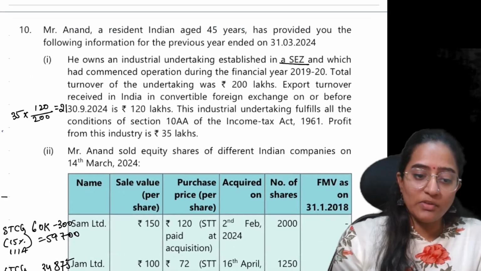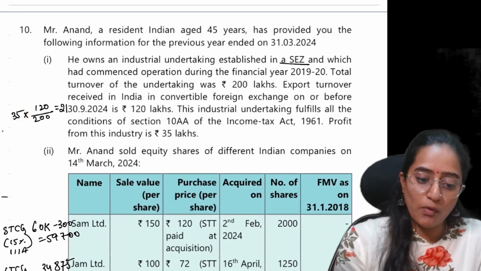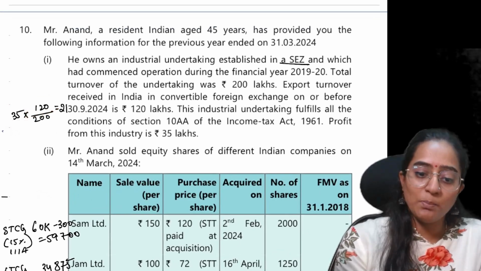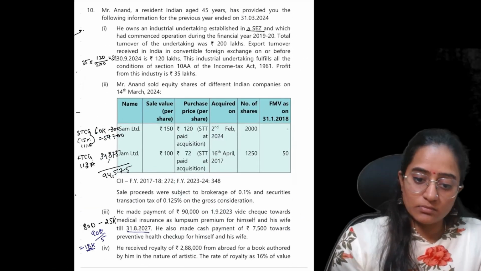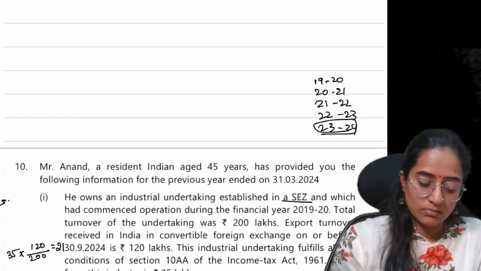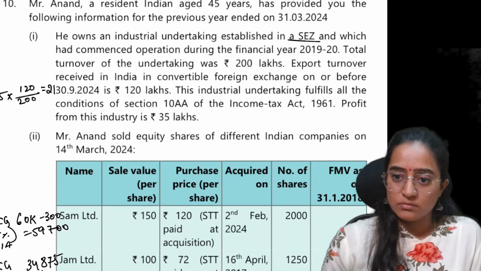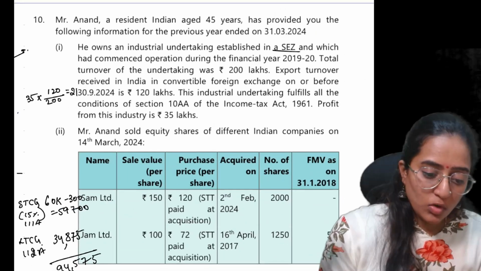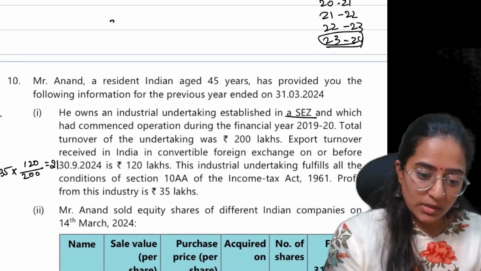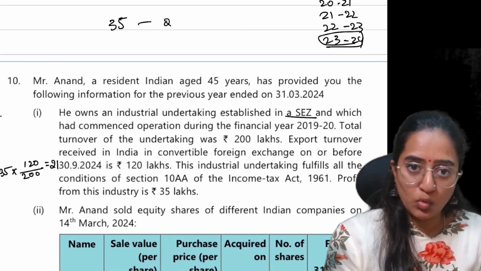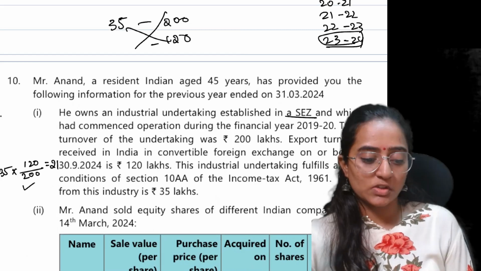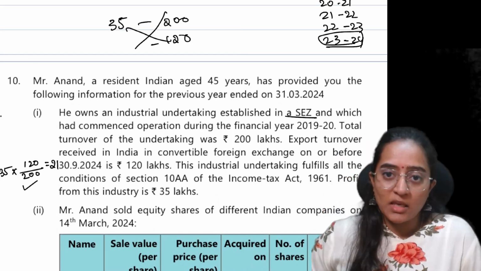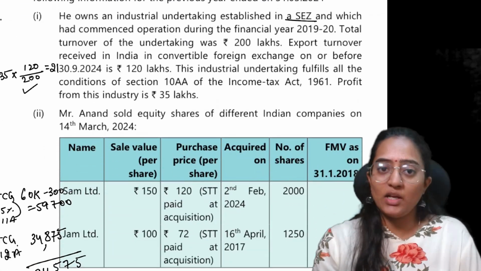So this 35, whatever you're recording, if this 35 is for 200, how much is for 120? It is simple cross multiplication, people. This amount of 35, if this 35 is representing 200, how much is for 120 is my question. If you do the cross multiplication, you will get 21 lakh. That is the exemption deduction available.